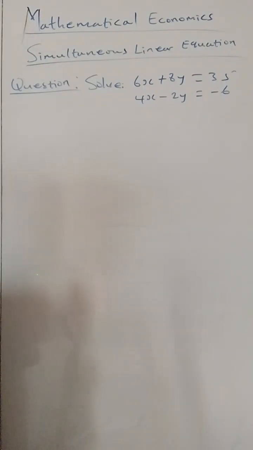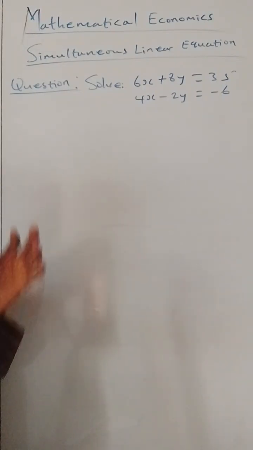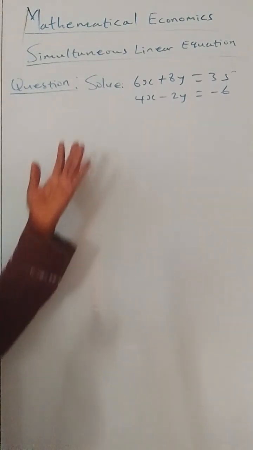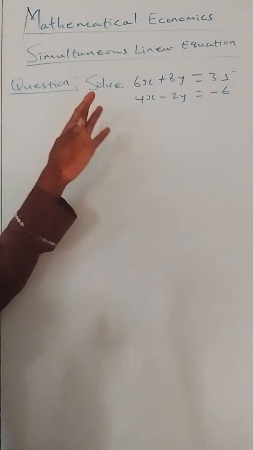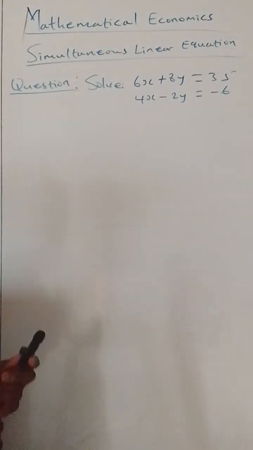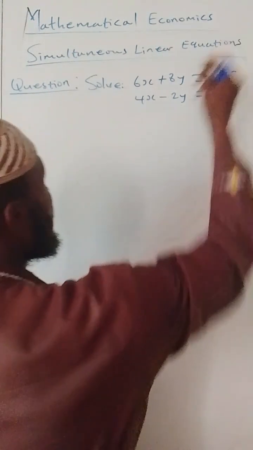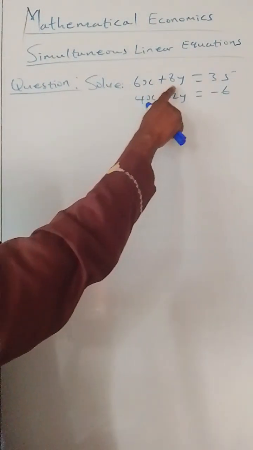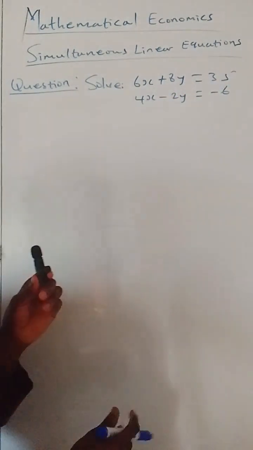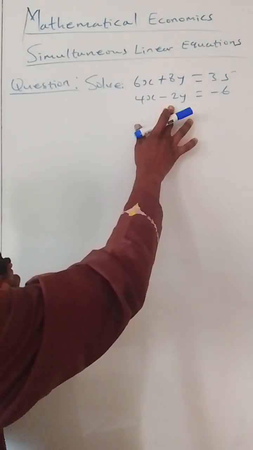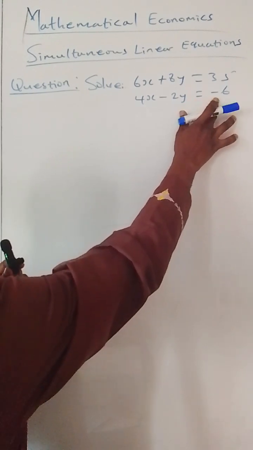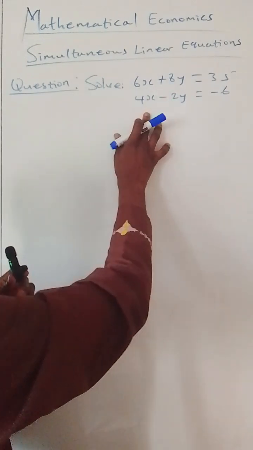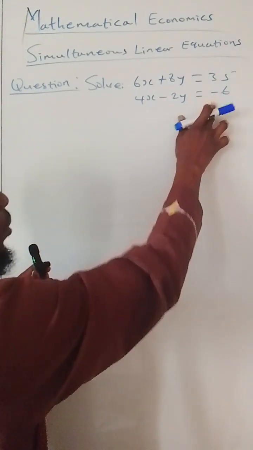This is mathematical economics, and one of my followers sent me this question to assist him in solving it. So the question is some simultaneous linear equations. Here is the question. Solve 6x plus 8y equals 35 and 4x minus 2y equals minus 6. That is 6x plus 8y equals 35 and 4x minus 2y equals minus 6.